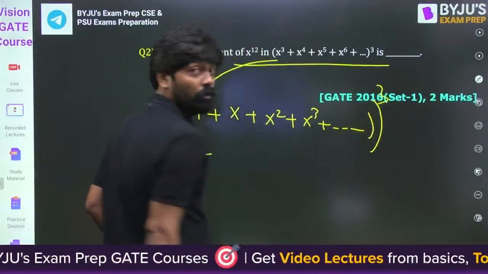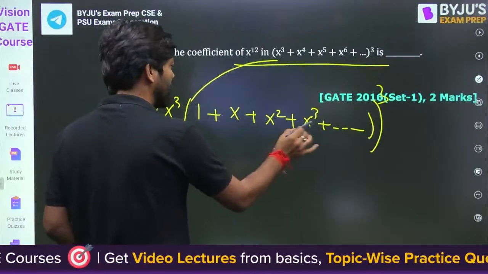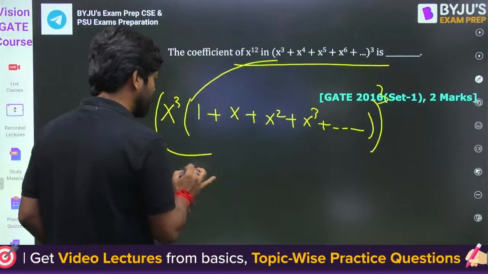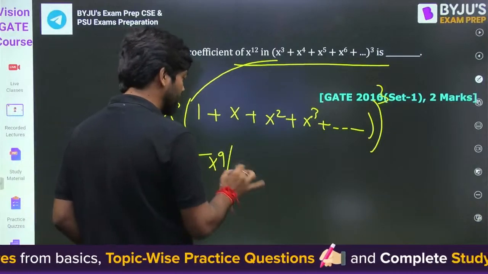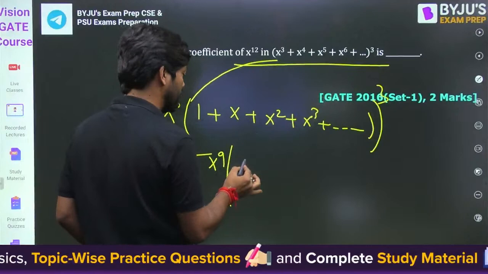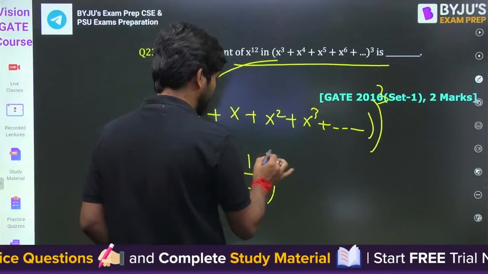Fine, whole cube, my dear. I think you know. Bring it to the lower base. This is nothing but an infinite GP series. So it is nothing but, see here, x to the power 9, and I am writing 1 upon 1 minus x. Fine, 1 upon 1 minus x, whole cube.